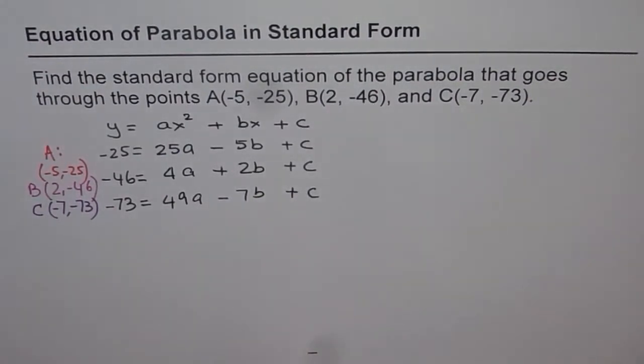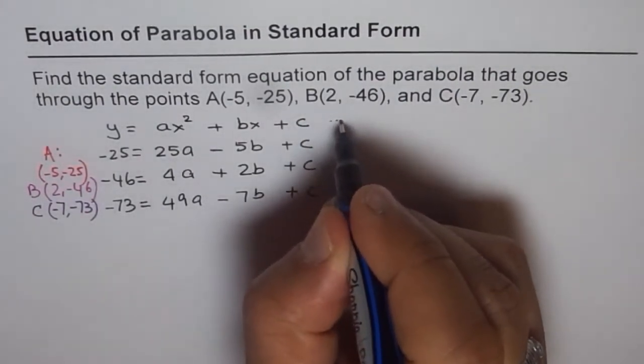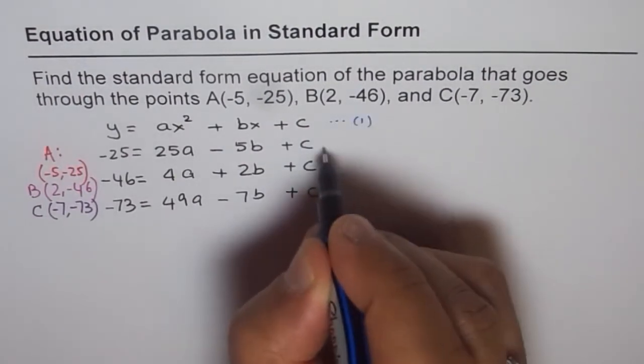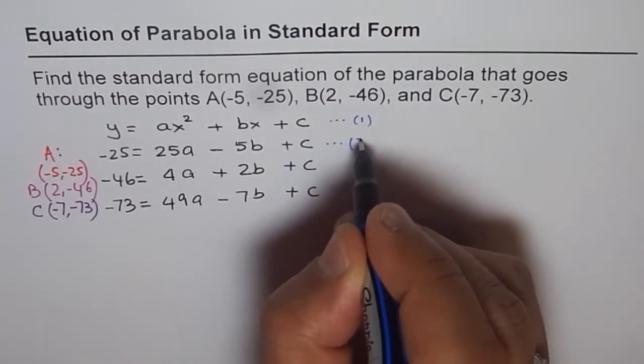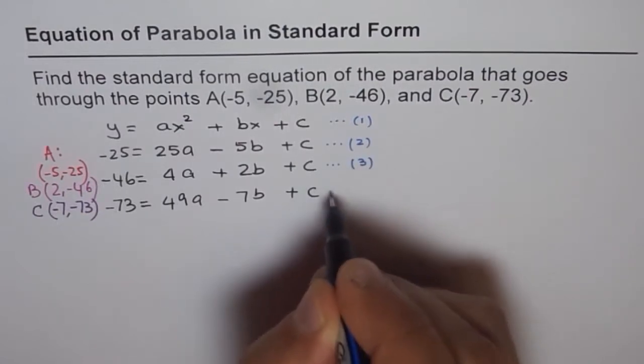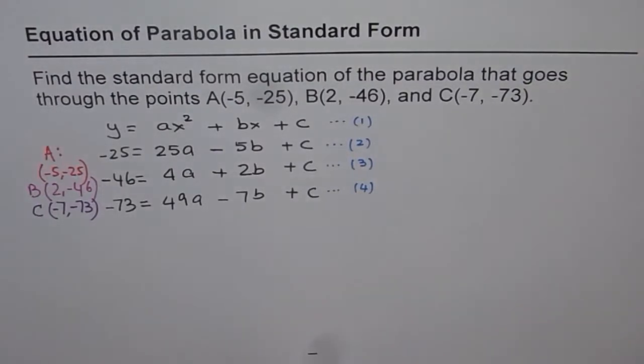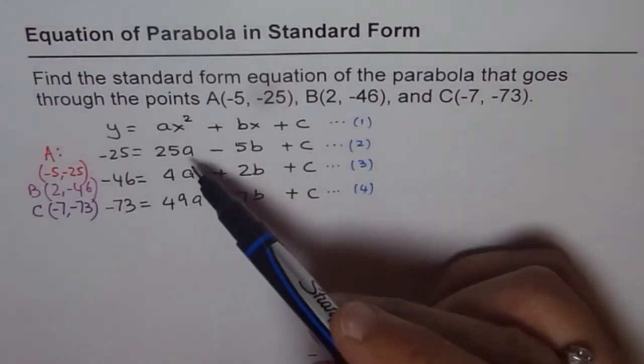With this we get three different equations from the original. So we'll number them. Let's say the original equation is number 1. Then we have these three, which we got by substituting the points. So we have 4 equations in all. Now to solve these 4 equations, what should we do? Systematically, we'll eliminate a, b, and c.